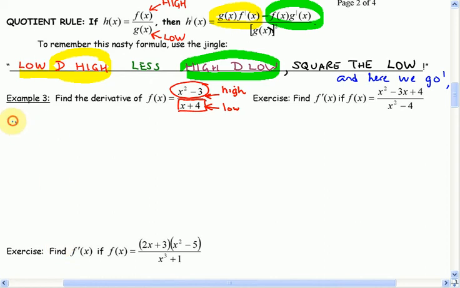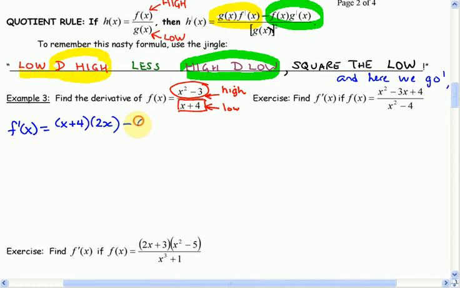F prime of x. And I'm just going to use my jingle. Low. What's low here? It's x plus 4. What's d of high? The derivative of x squared minus 3. What's the derivative of x squared minus 3? 2x. Good. Okay, so low d high. What's the next part? Well, less. Don't forget less. Okay, less. And then we'll do high.